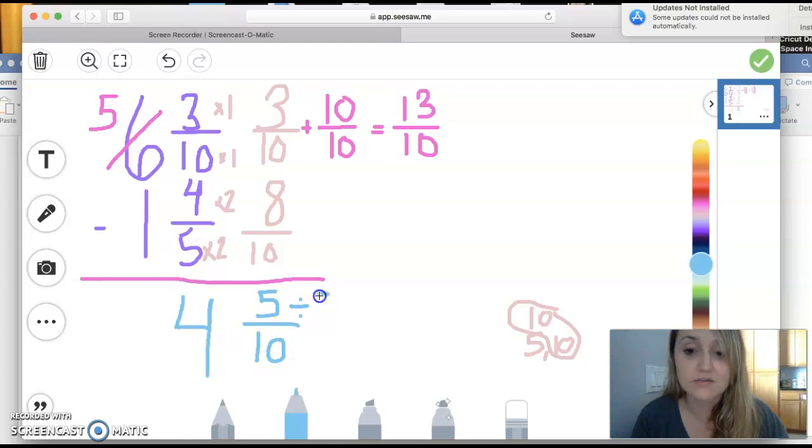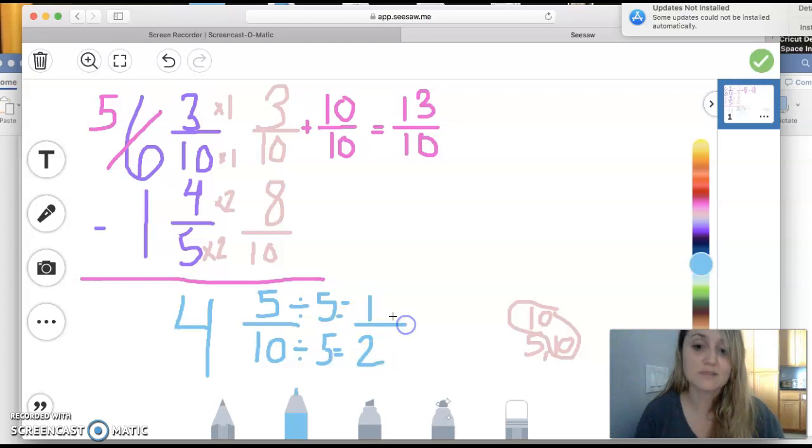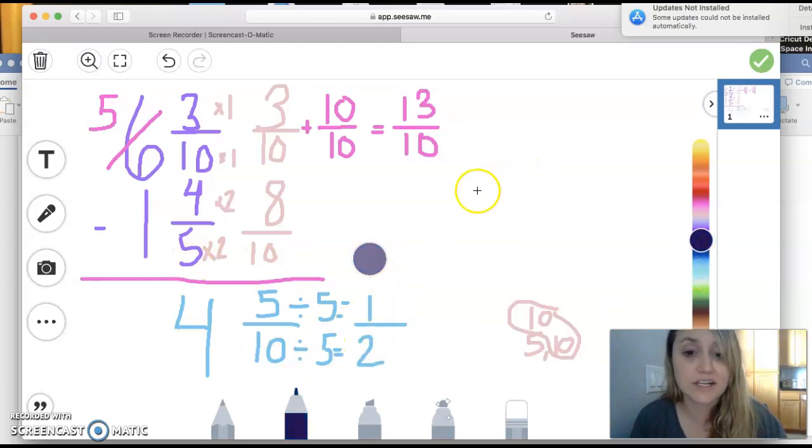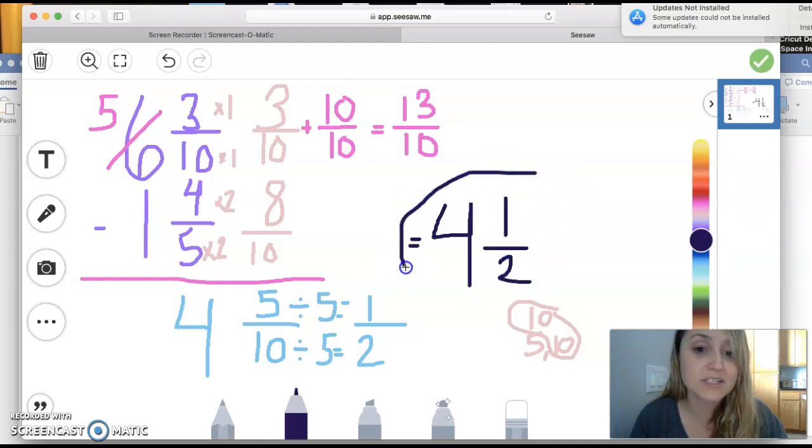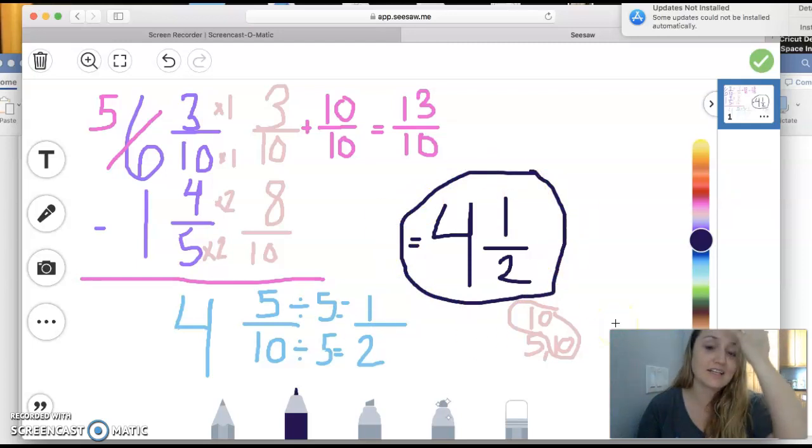And then here, don't forget you have to reduce. A lot of times you just want to stop here, but make sure that you are rewriting your answer so I know what your answer is. So if you had like 4 1/2. And one thing I really like that you guys have been doing is circling them or highlighting them. And honestly, that's super helpful.